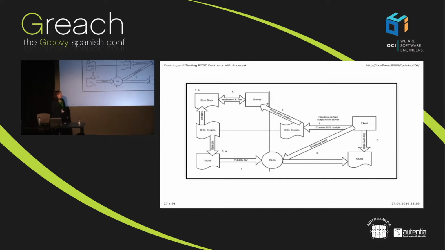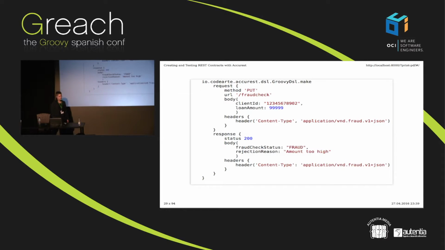So this is a diagram of this, and I would like to go through this step by step and also show some code examples. So first, we were thinking that the client should submit DSL scripts as a pull request to the server code. And this is what an Accurest script looks like. It is, as you can see, very simple.